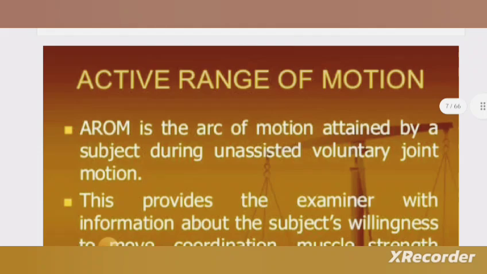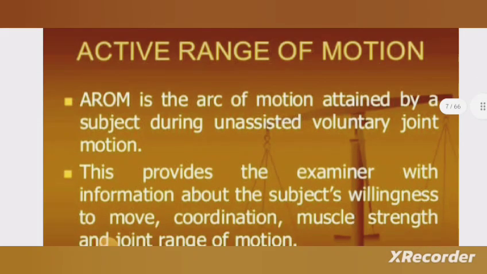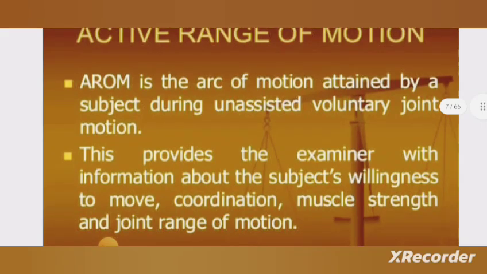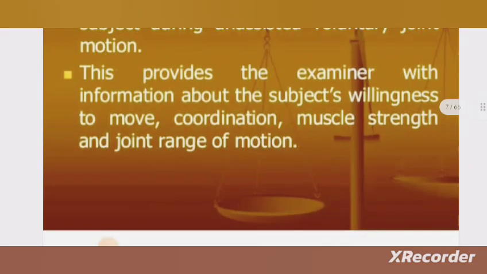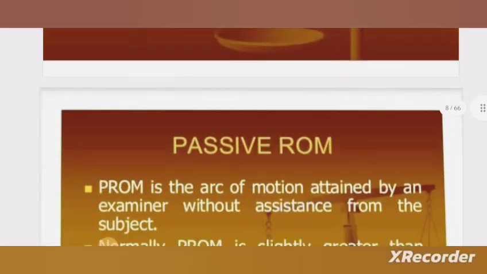Next is the active range of motion. It is the arc of motion attained by a subject during unassisted voluntary joint motion. It provides the examiner with information about the subject's willingness to move, coordination, muscle strength, and joint range of motion.